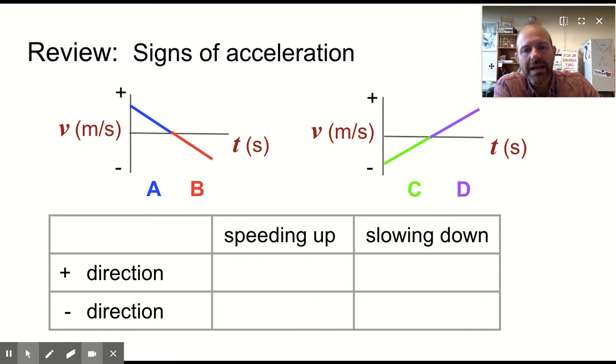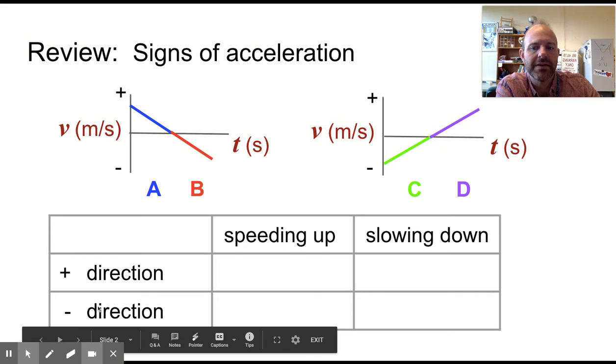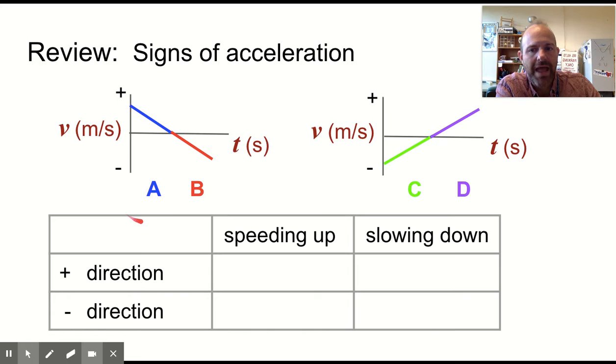So when we think about speeding up, we are talking about a velocity that becomes larger, or a greater magnitude. Slowing down is heading towards zero. The positive direction means positive velocity, and the negative direction means negative velocity. With that in mind, A is clearly showing a positive velocity to start that goes to zero, so we get negative acceleration for segment A. B starts at zero and goes to a negative, which would also be a negative acceleration, but that's speeding up in the negative direction.